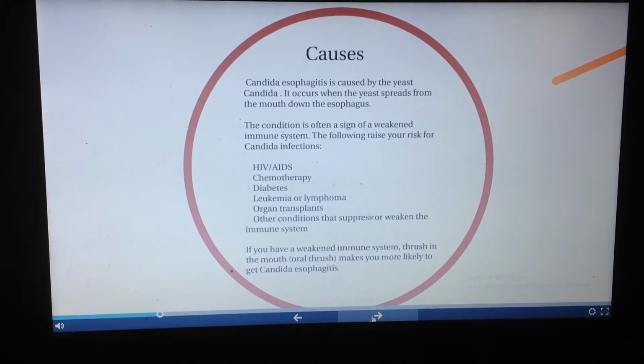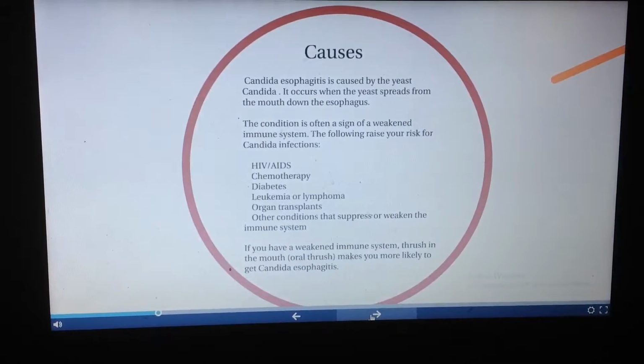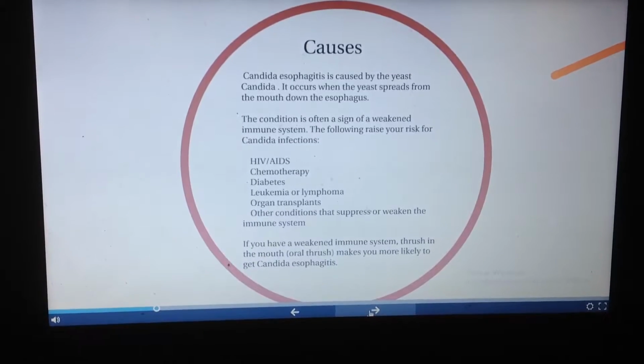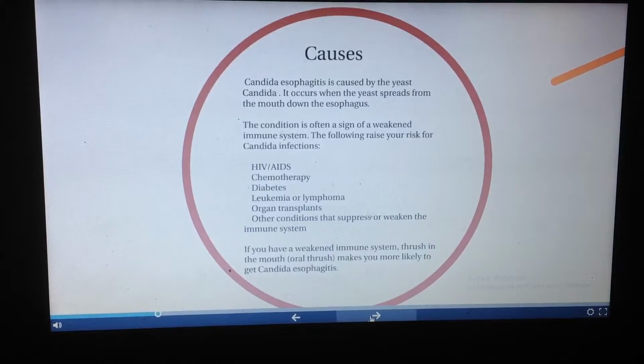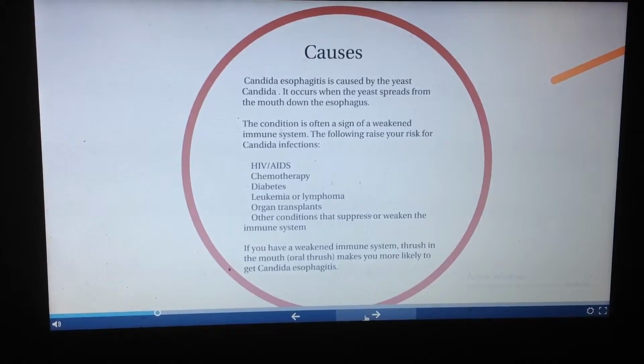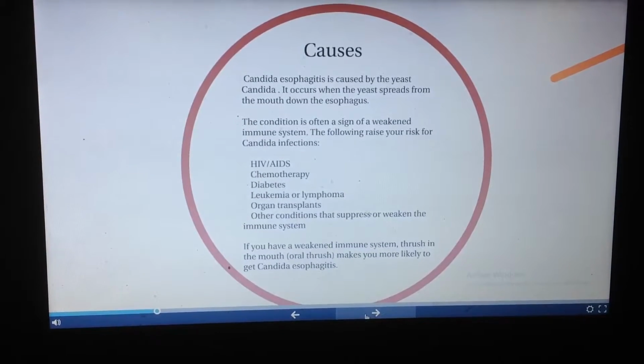Causes: Candida esophagitis is caused by the yeast Candida. It occurs when the yeast spreads from the mouth down the esophagus. The condition is often a sign of a weakened immune system.